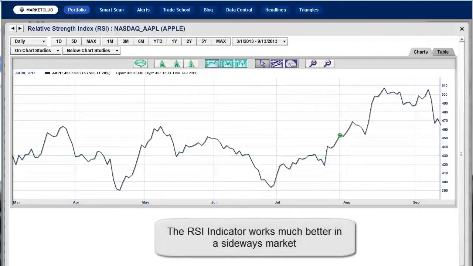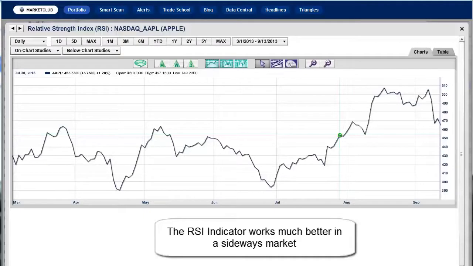Oscillators like the RSI tend to work much better in sideways markets. If you have a strong trending market, either on the upside or the downside, you've got to be a little bit careful. When this indicator first came out in the 70s, people said, oh, it's over 70, I'm going to go short. Well, that's not the way to trade this particular indicator. I'm going to show you how that works right now.